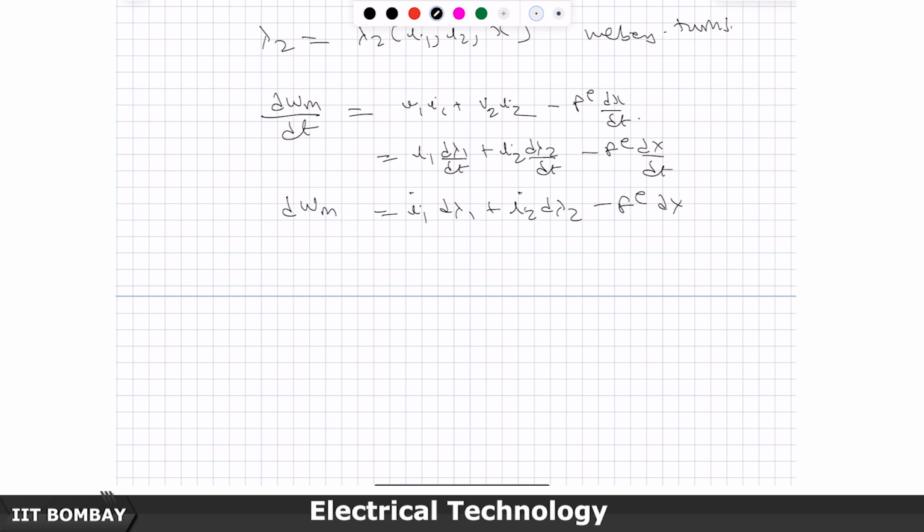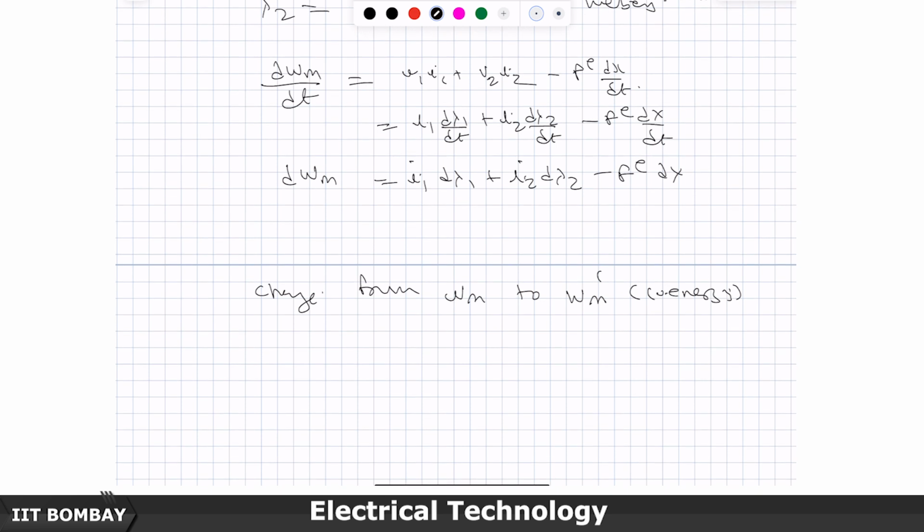But again, if I want to use current variables as my state variables, then I should change from Wm, that is energy, to Wm dash, that is the co-energy. So, I need to define now, for this two electrical port, one mechanical output system, my notion of co-energy.